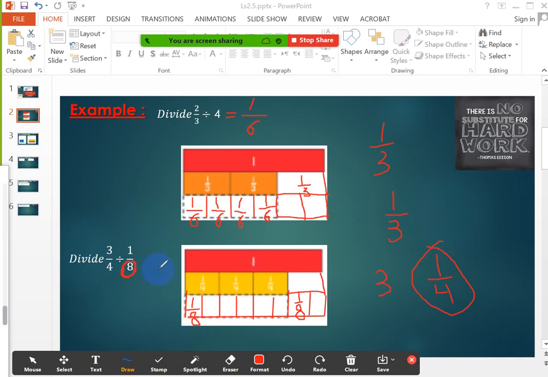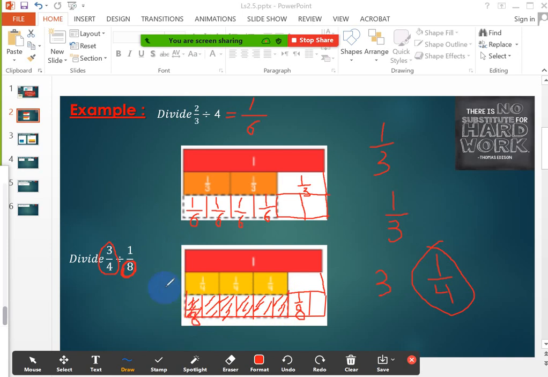I have the number 3 over 4, so I will shade the equivalent fraction for 3 over 4. This is 3 over 4. According to this fraction, I have to shade these parts. How many parts are here? If you shade the parts, let's count 1, 2, 3, 4, 5, 6 parts of 1 over 8.